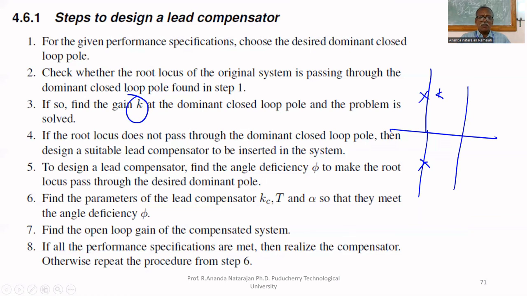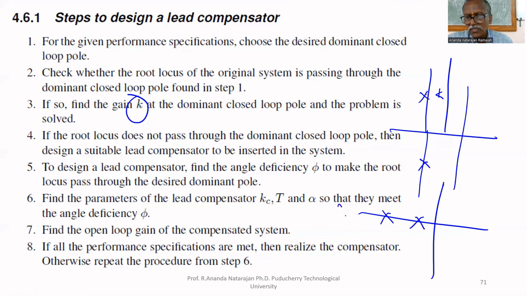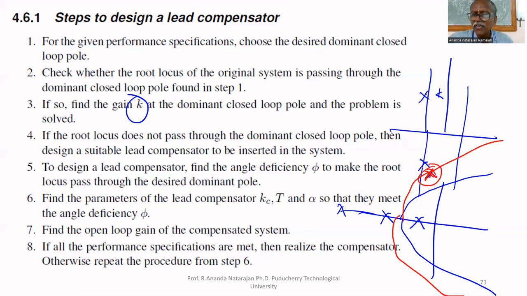If the root locus does not pass through the dominant closed loop pole, the root locus is going through this, it is not passing through that. Or the root locus is like this. It is going this way and it is going this way. But my dominant pole is here. This is the desired pole. So I have to bend this root locus like this. To bend, I can use a lead compensator. That is the fourth point.